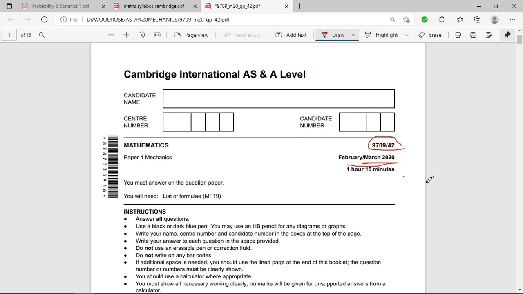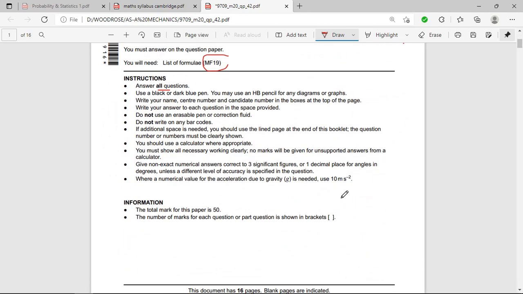You need to understand all the instructions before you start. The time is 1 hour 15 minutes. You have to answer all the questions, and you also have to have the formula booklet with you. It is very important to know that the numerical value for the acceleration due to gravity is 10. In physics, you use 9.81 or 9.8, but here in mechanics, we use 10. You need to take note of this. Also, if a number is non-exact, your answer should be in 3 significant figures, or 1 decimal place if it is in degrees for angles. The paper is out of 50, and the marks allocation is at the end of each question.